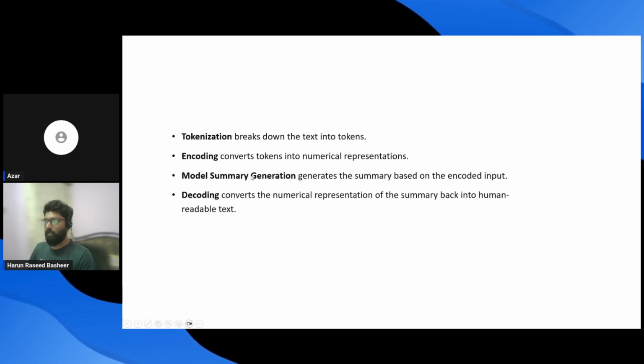This model can be any model. In our case it is a model which is going to do the summarization. And then decoding: the numbers created by the model need to be converted back into text, right? For that we are going to use the decoding tokenizer. So these are all the key points that we are going to cover.